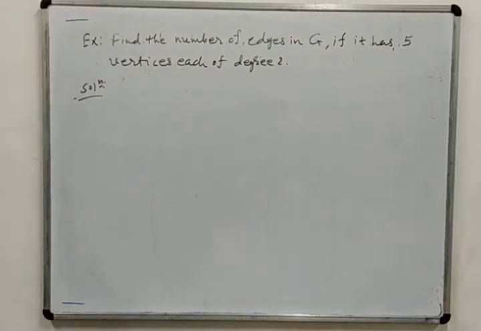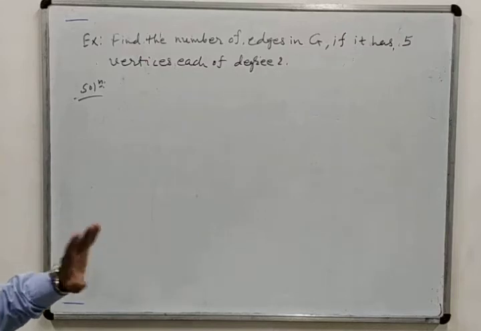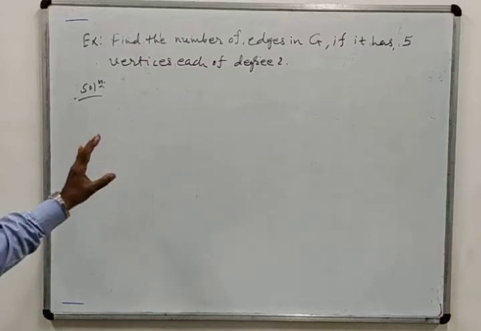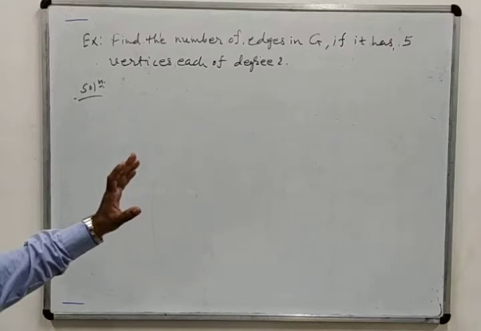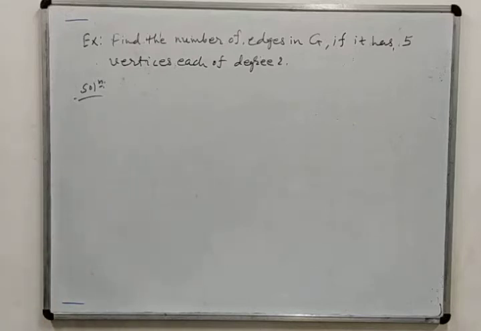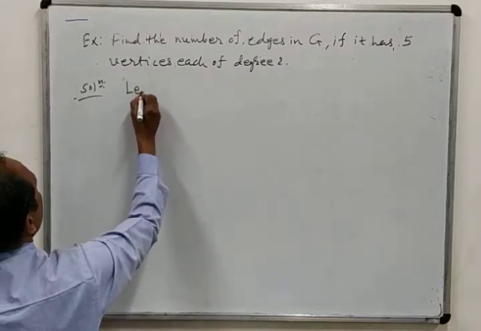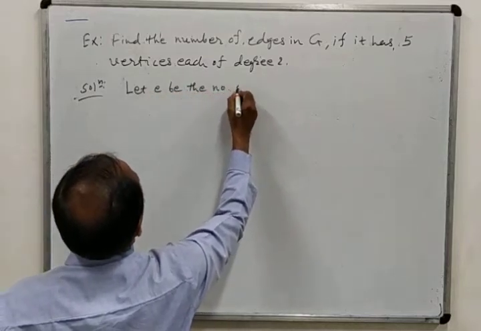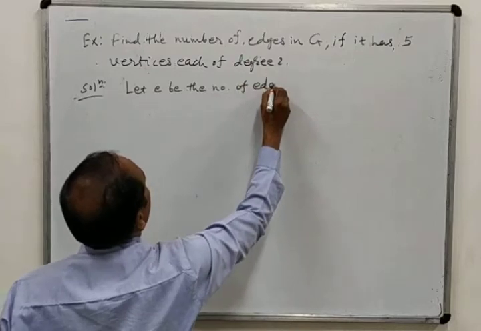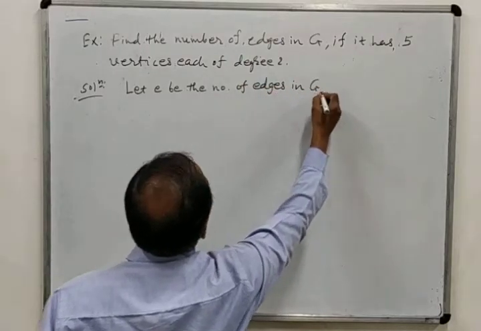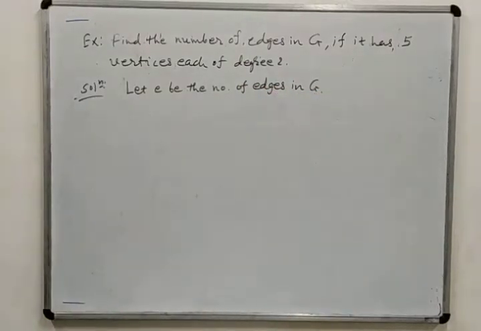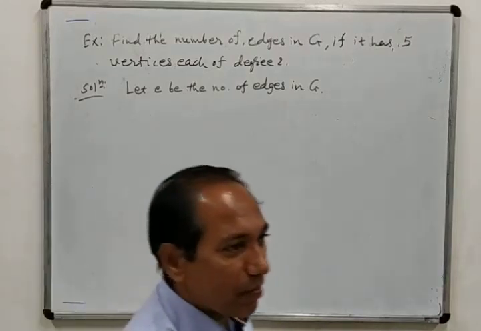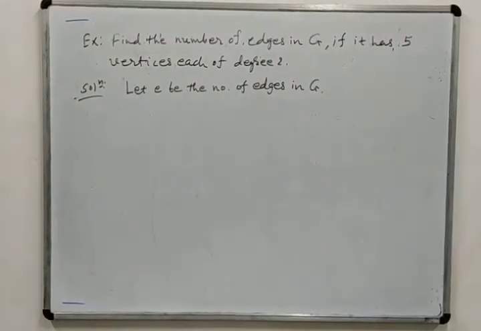We want to find the number of edges, but what is given to us? We are given that there are 5 vertices, each of degree 2. So what will we do? We want to find out the number of edges. So we will first assume that let E be the number of edges in graph G. So you must start from the centers, and from the statement of the problem you can get at least 1 mark. So 1 mark theory you must remember.